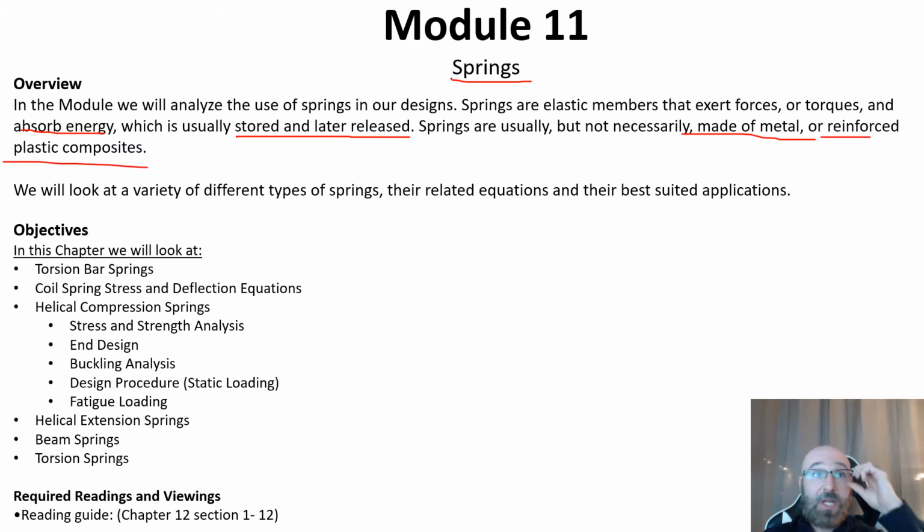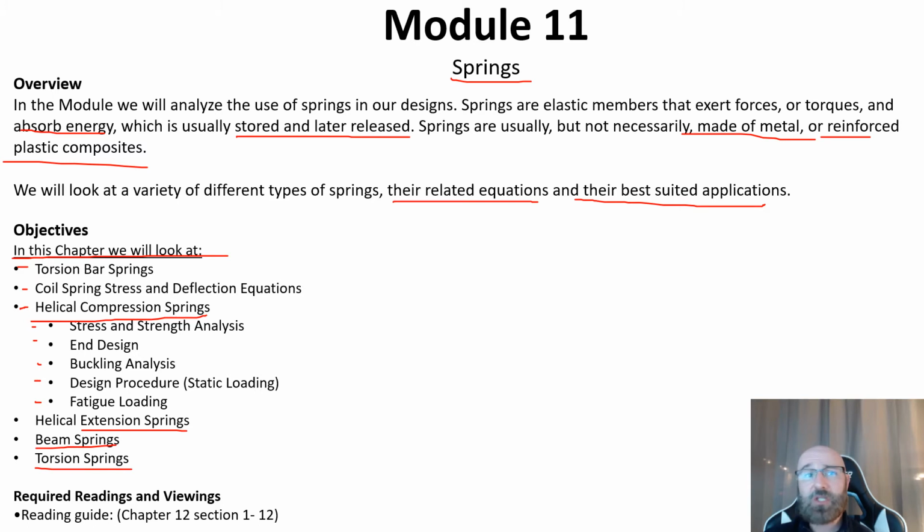Within this module, we're going to take a look at a variety of different types of springs and then analyze their equations related to each type of spring and see which application they are best suited for. In chapter 12, we're going to take a look at torsion bar springs, coil spring stress and deflection equations, helical compression springs, stress and strength analysis, end design, buckling analysis, design procedure, and fatigue loading, all for our helical compression springs. Then we'll take a look at helical extension springs and finish up with our beam springs and our torsion springs. Again, this relates to chapter 12, sections 1 through 12.